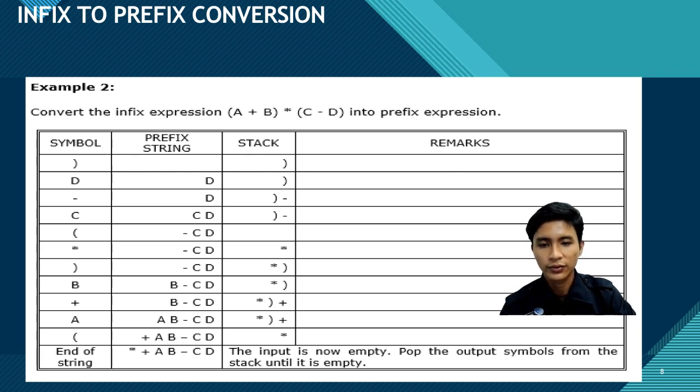And the last, for the answer from the infix to prefix, at this you can see the input is now empty, pop the output symbol from the stack until it is empty.